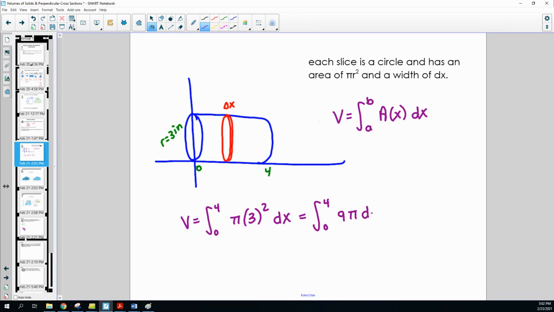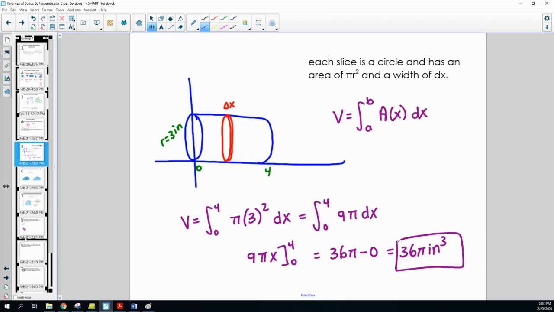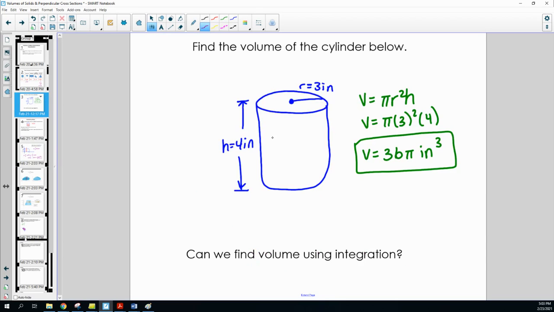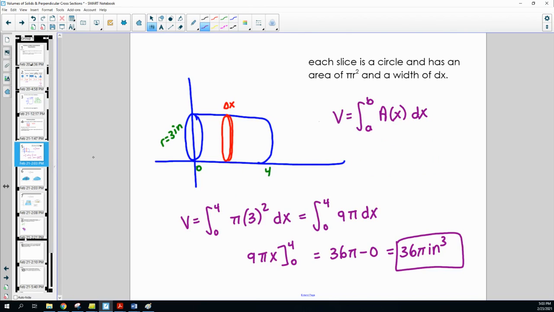So I'm just going to simplify this a little bit and say the integral from 0 to 4 of 9 pi dx. If I take the antiderivative of 9 pi, that's going to give me 9 pi x. And now I'm evaluating it from 0 to 4. If I plug in 4, this is going to give me 36 pi, minus I plug in 0, so minus 0. So again, I end up with 36 pi inches cubed. So it's the same exact volume that I got from doing the volume the traditional way, but in this case, I used integrals and got the same result.